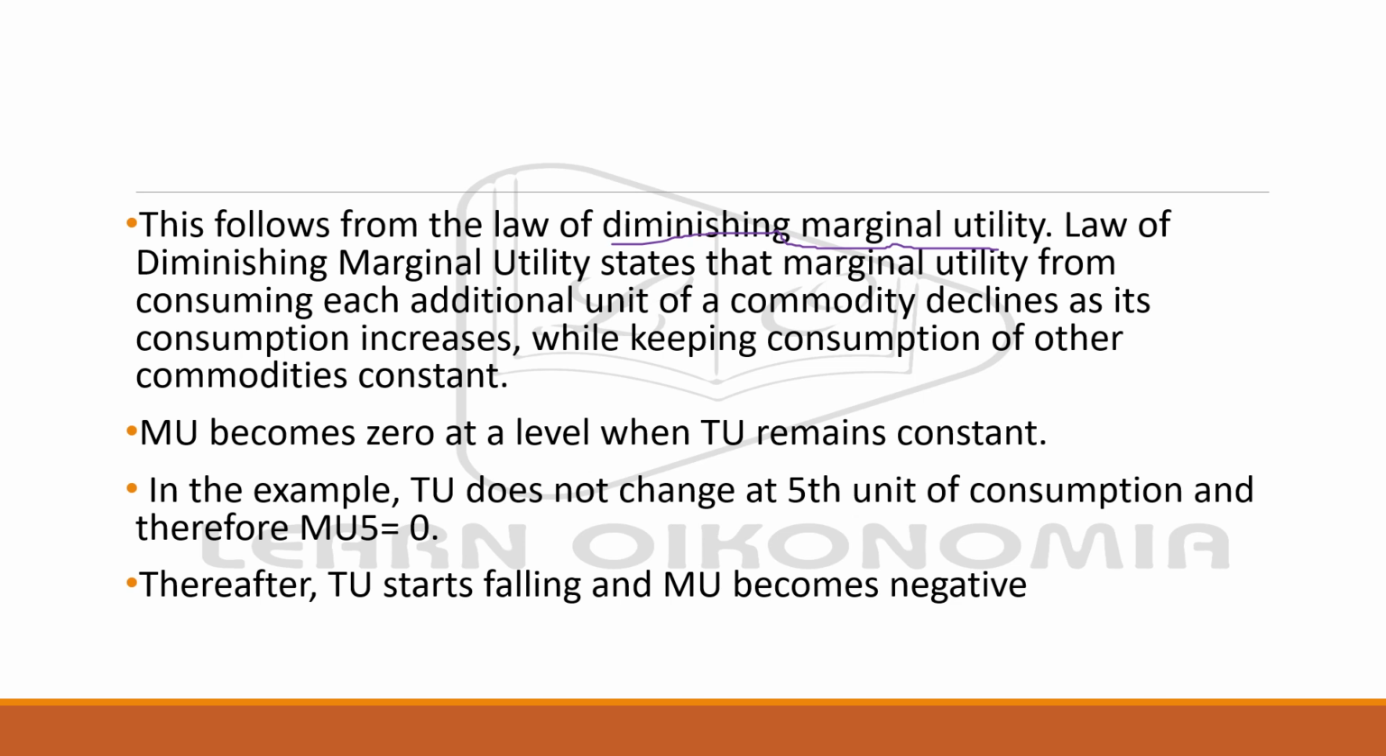So you can see that when your MU is 0, your TU becomes constant. And if you look at the fifth unit of consumption in the previous table, you can see that TU was not changing at the fifth unit, and therefore the MU, which is TUn minus TUn-1, is 0 for the fifth unit, and TU would start to decline, and MU would become negative after that.